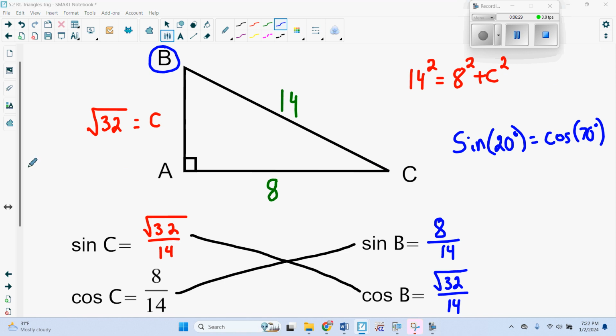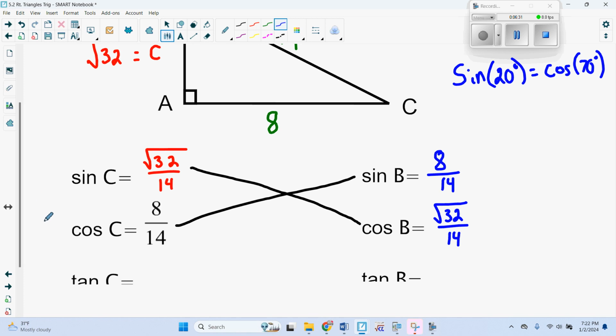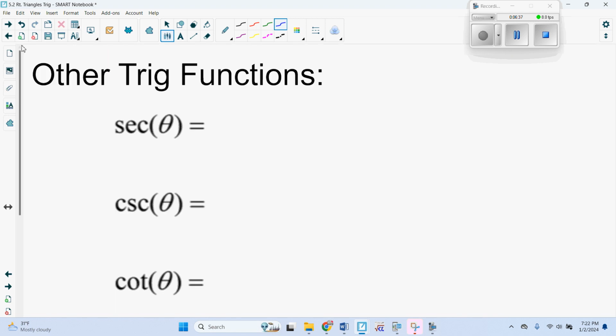Now, sine, cosine, tangent are only 3 of our trig functions. We have 3 more that we want to look at. So our first one is secant, and secant is equal to 1 over cosine.